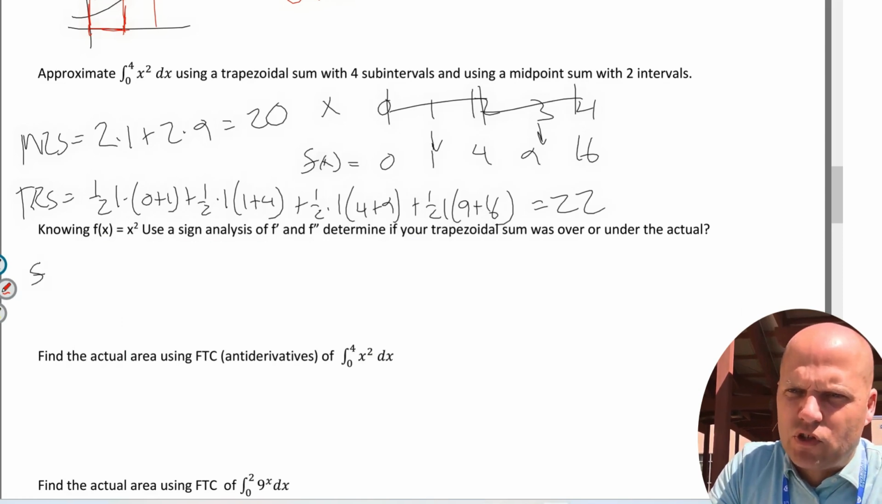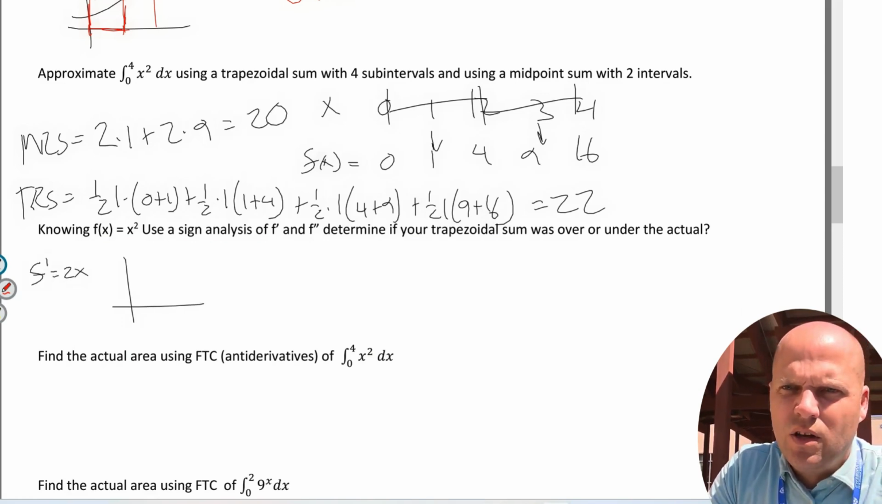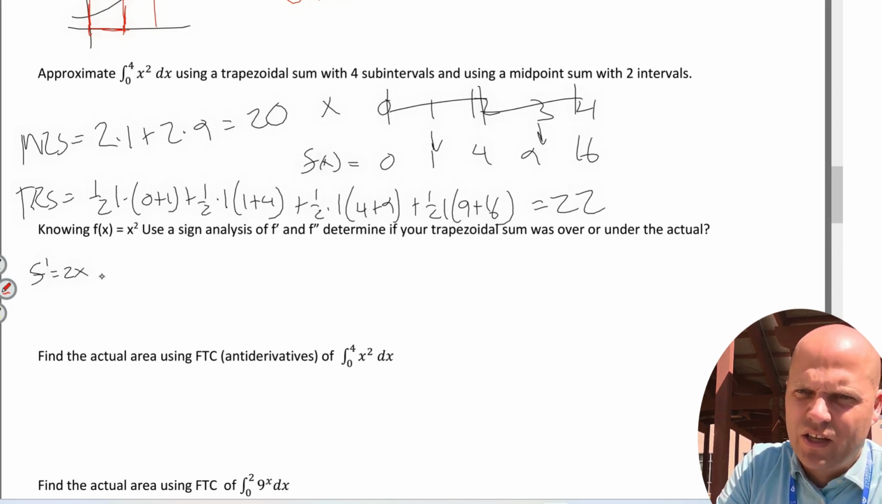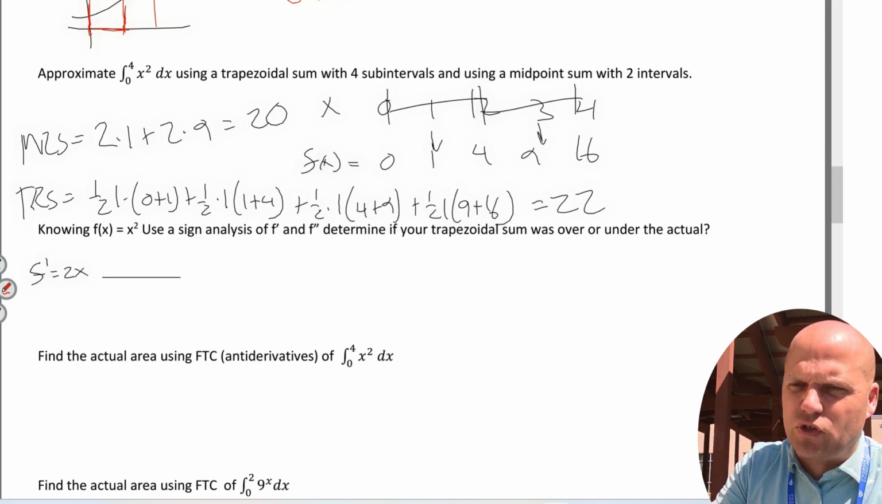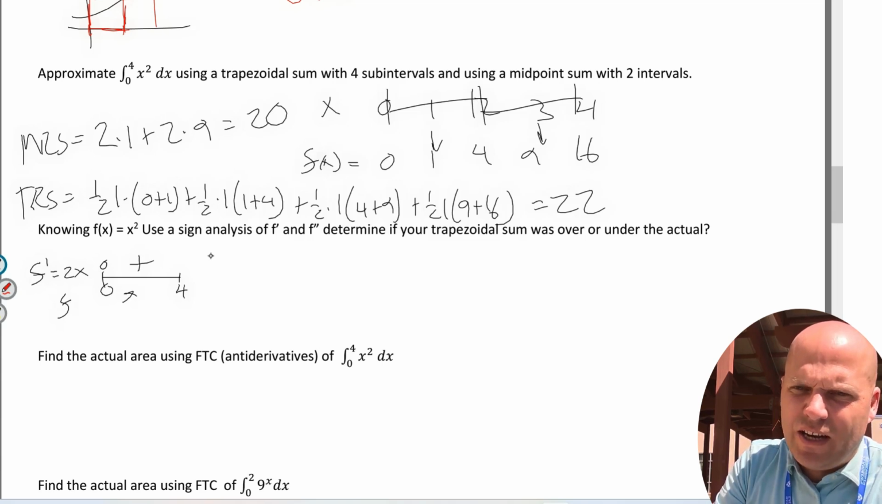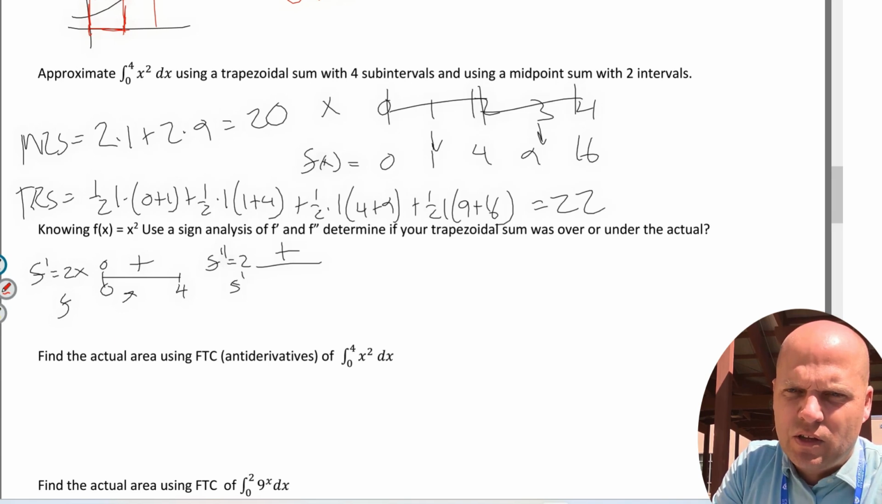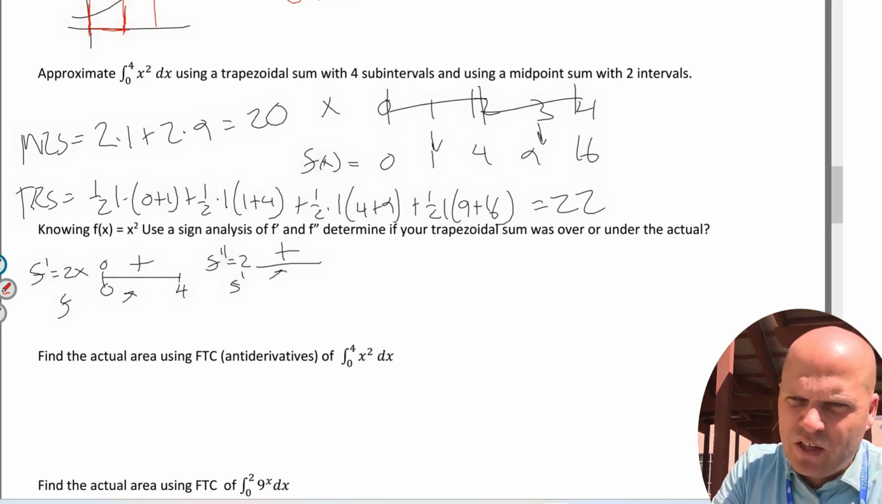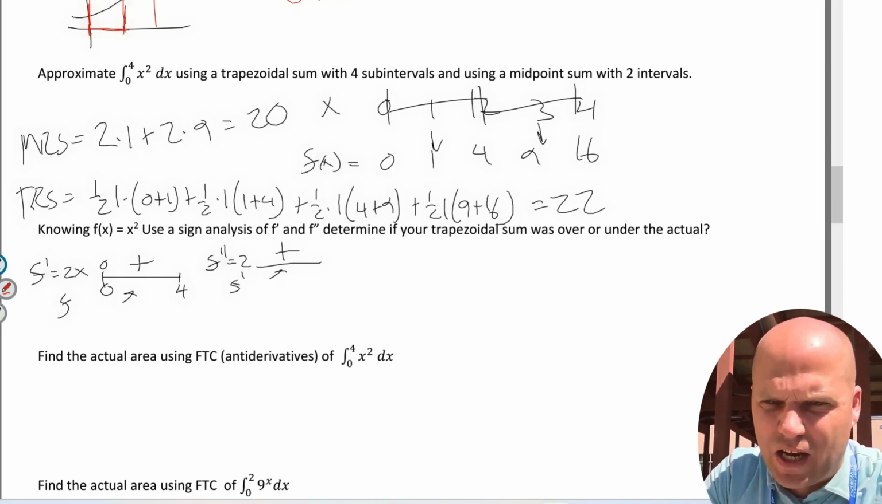All right, well, I know the first derivative is 2x. I know from 0 to 4, I honestly don't need to do this sign analysis. You know what x squared looks like. But you know from 0 to 4, your first derivative is positive. At 0, it's 0, it's positive. So that means f is increasing. I know that the second derivative is 2. That means the second derivative is always positive, which means the first derivative is increasing. That means the original function is going to be concave up.